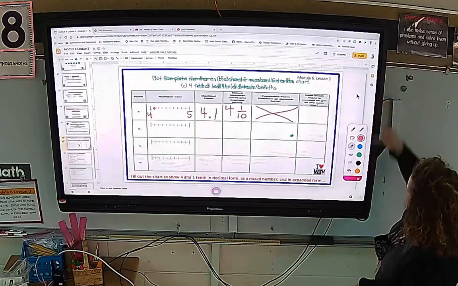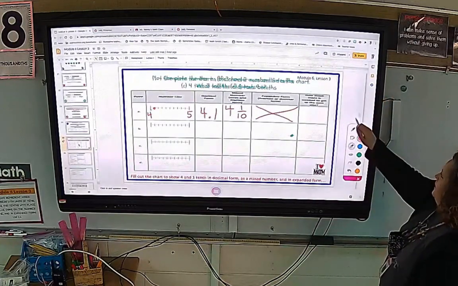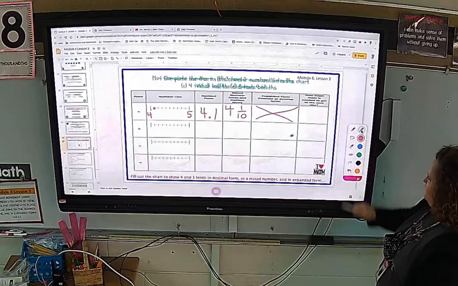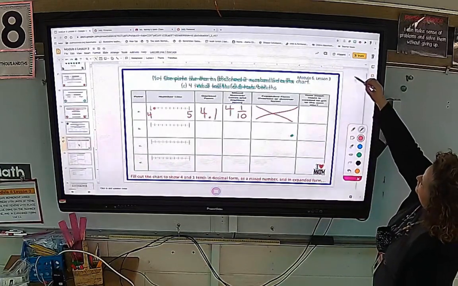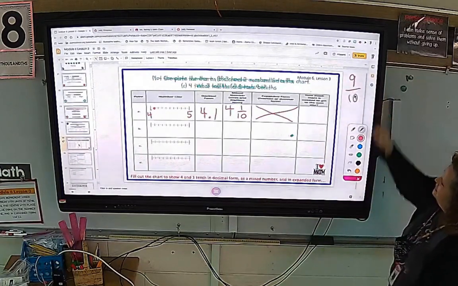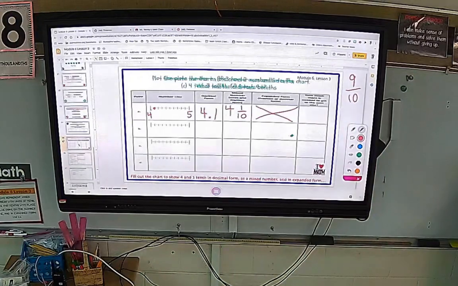It's like this. You have no eraser. Well, thank you. If it looks like this as a fraction, 9 tenths, what is it going to look like as a decimal? Go ahead.